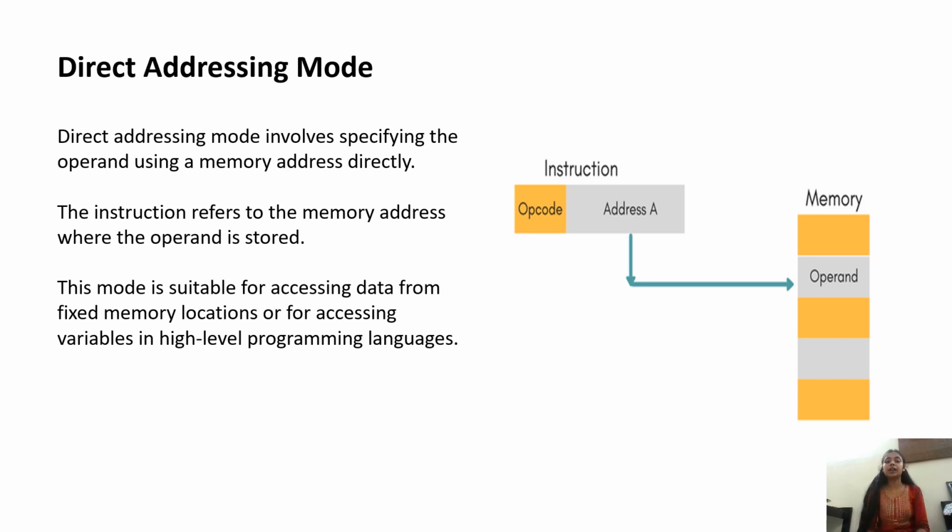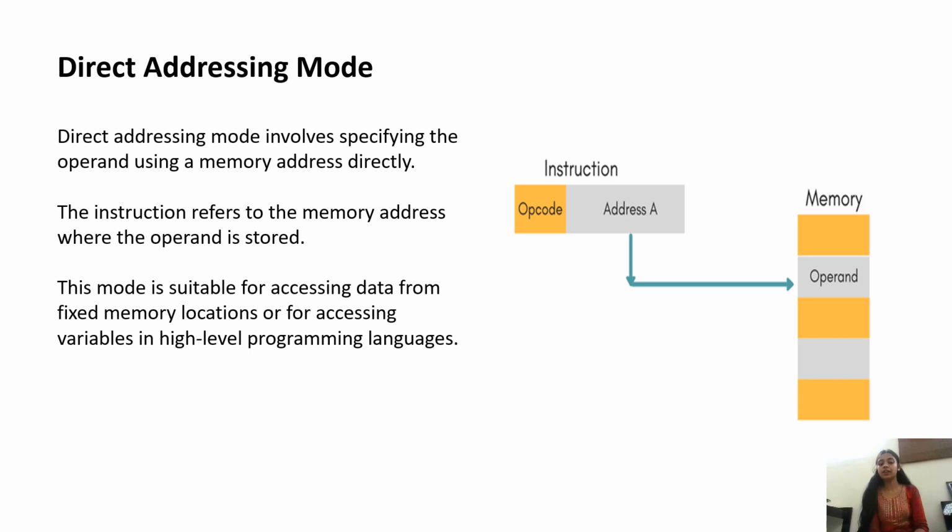Next one is direct addressing mode. Here, it involves specifying the operand using a memory address directly. The instruction refers to the memory address where the operand is stored. This mode is suitable for accessing data from fixed memory locations or for accessing variables in high-level programming languages.